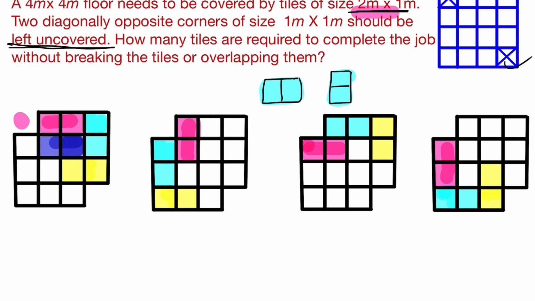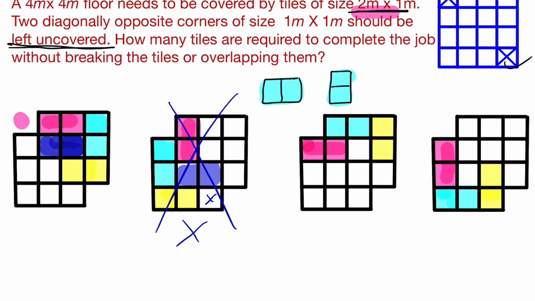So this is done. Now again here we have this 1 by 1 block. If we put this tile vertical for this block, like this, then this block will be uncovered. If we put this block like this, then this block will be uncovered. So in this case we cannot fulfill these conditions, so we have to discard this.